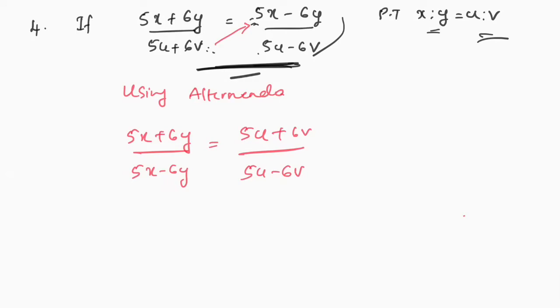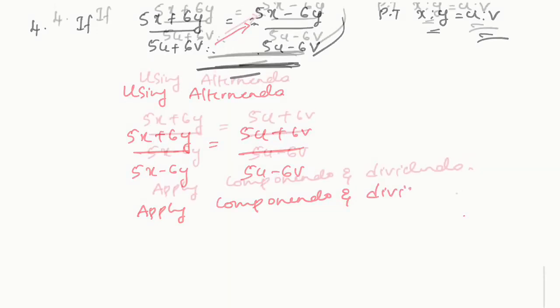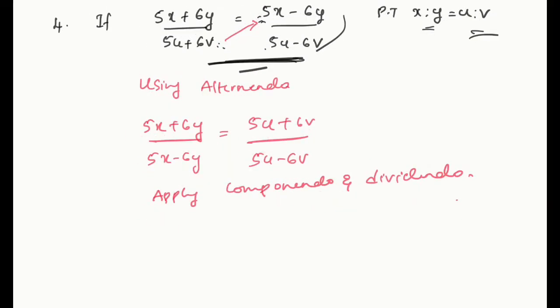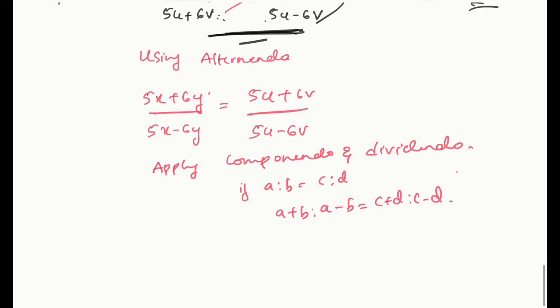Now I need to get it in the form x is to y equal to u is to v. I can use componendo and dividendo here, the fifth property we learned. It's a combination of componendo and dividendo. If a is to b equal to c is to d, then (a + b) is to (a - b) equal to (c + d) is to (c - d). So let us do that. Consider this whole thing as a, and this will be b.